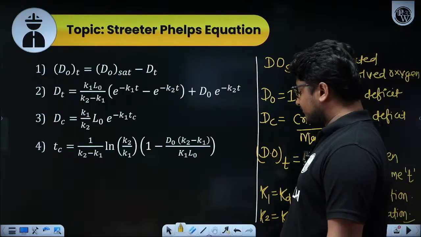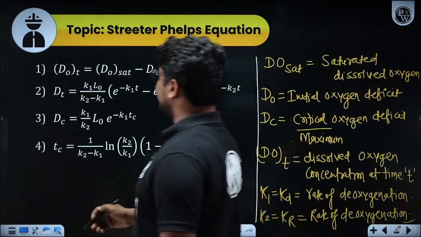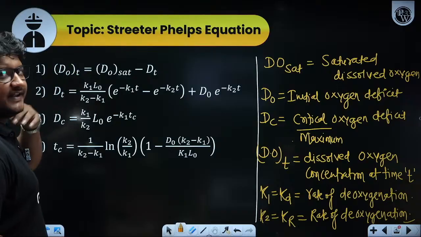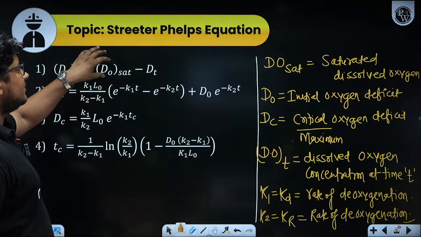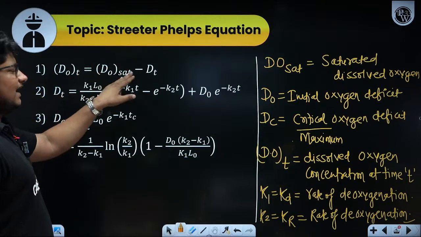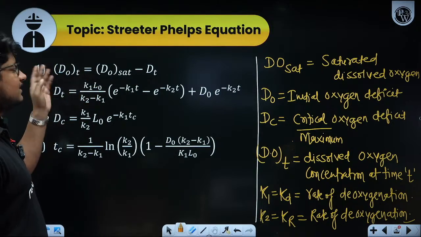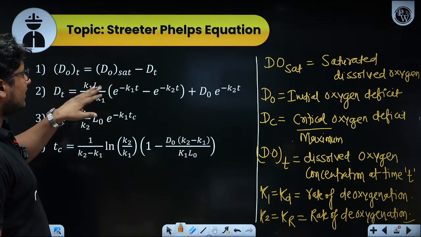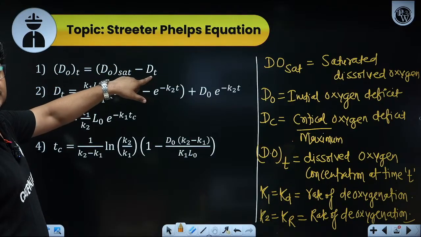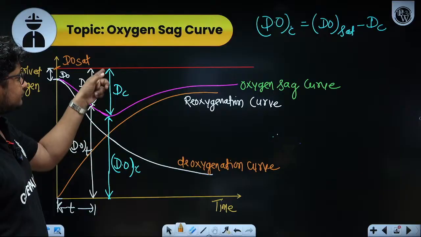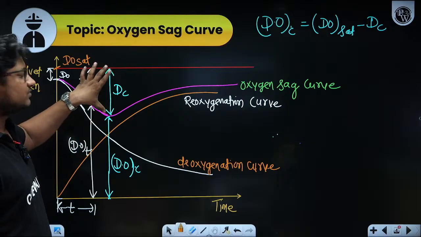Now you guys can see this Streeter-Phelps equation. The first equation gives you DOT, something I already told you. Dissolved oxygen at a particular time, if you want to find out, will be DO saturation minus DT. Similarly, if you want to find the dissolved oxygen at the critical time, that is the minimum dissolved oxygen value, it will be saturated dissolved oxygen minus DC, the critical oxygen deficit. Here you are getting the minimum dissolved oxygen value, at the maximum oxygen deficit.